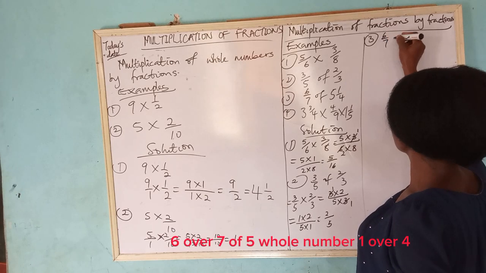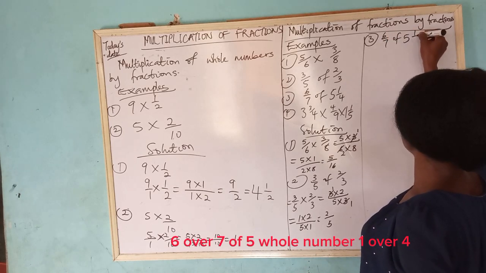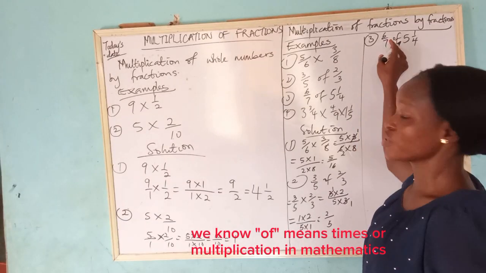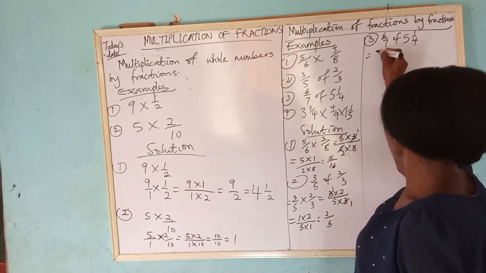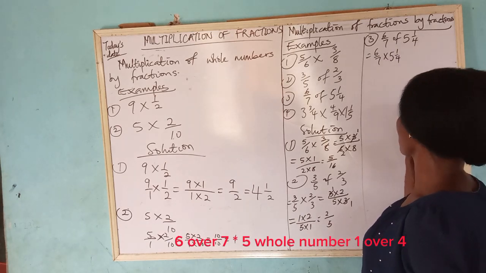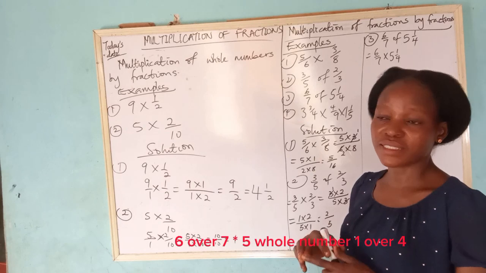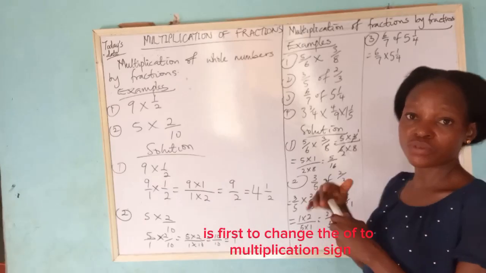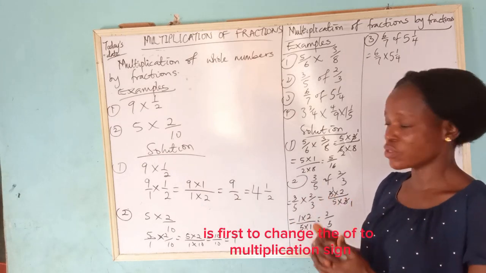6 over 7 of 5 whole number 1 over 4. We know "of" means times, multiplication in mathematics. So 6 over 7 times 5 whole number 1 over 4. Look at one step at a time. The first thing we are doing in this list is to change the "of" to a multiplication sign.